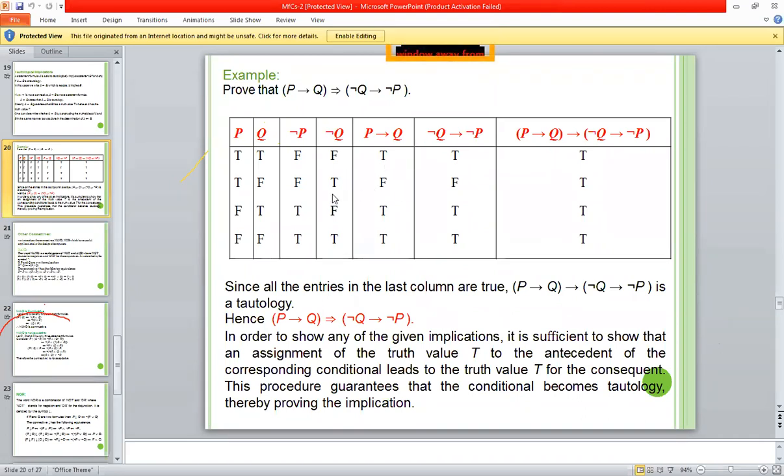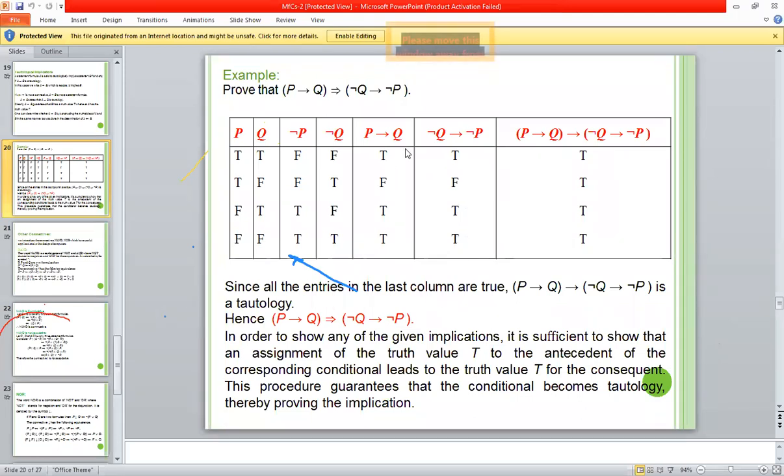In the second case, negation Q having truth value true and negation P having truth value false. Then their compound statement negation Q implication negation P has truth value false in the second case. In remaining cases it is true.